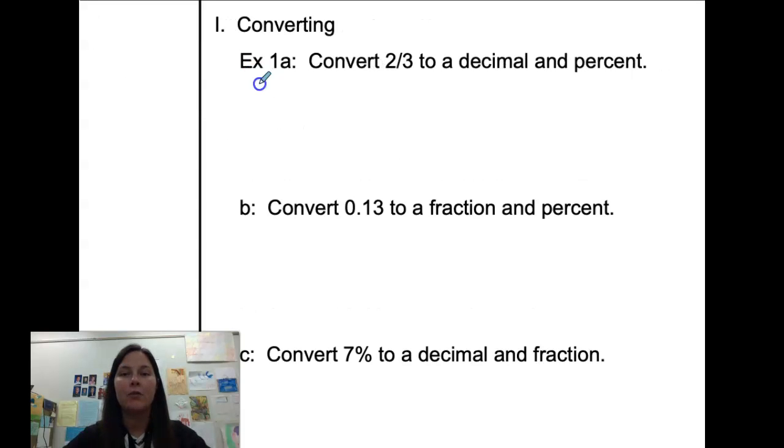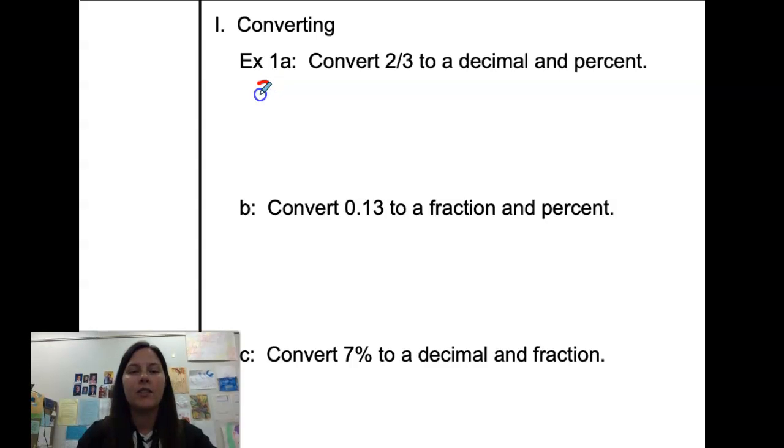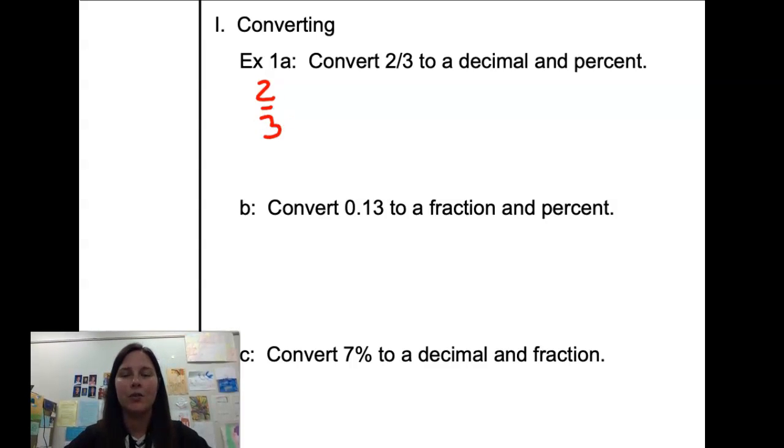Example A, we are given the fraction 2/3, and we're being asked to convert it to both a decimal and a percent. So the first thing I'm going to do is rewrite my fraction vertically instead of horizontally. And this bar right here tells us exactly what to do to get that converted to a decimal. That bar means divide. So what we'll do is we'll take our calculator and we'll do 2 divided by 3, and that will give us the decimal form.